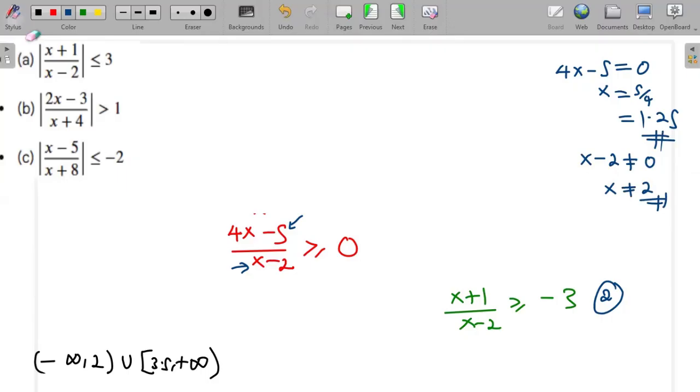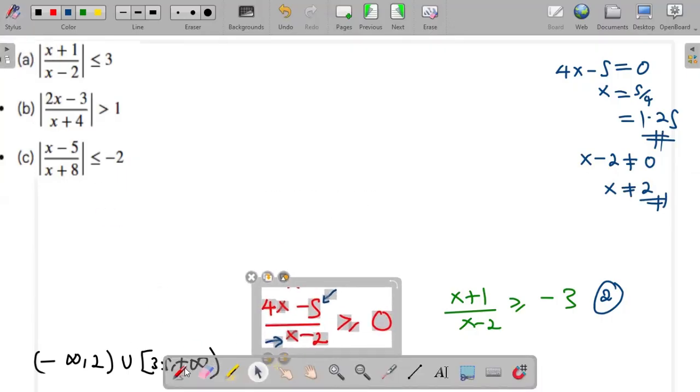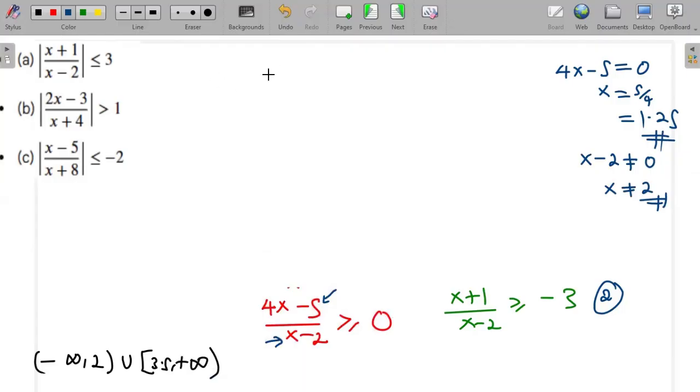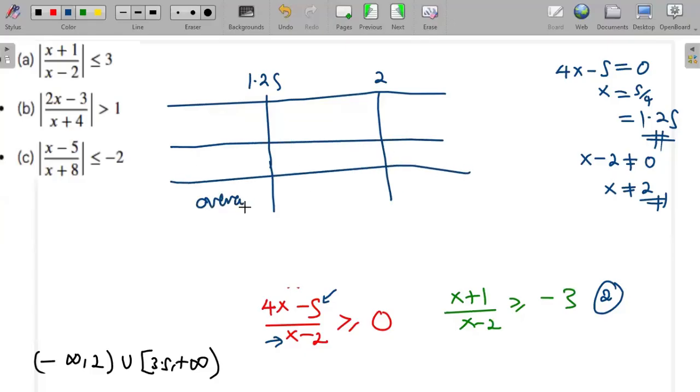Okay, so I'm just going to get those critical values and then place them on the sign graph. So it will be 1.25 and then I have 2 somewhere. Okay, and then I can divide this into columns and rows. So the overall will be here.